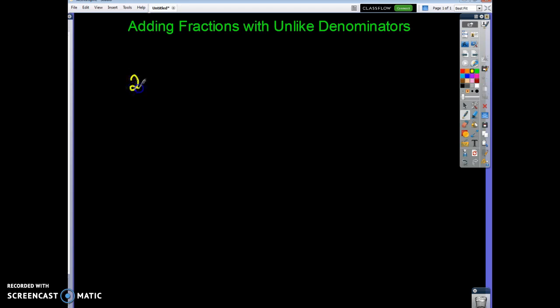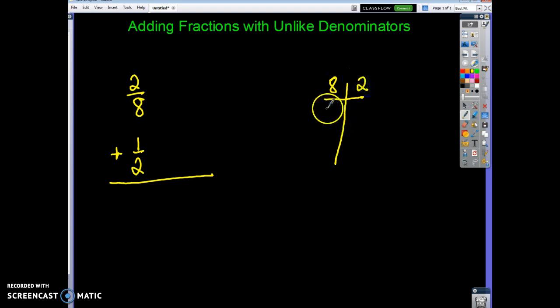We're going to do 2/8 plus 1/2. And I'm going to make my t-chart. And I don't care how easy this is, I still want you doing the t-chart. 8 here, 2 here. 8 times 1 is 8, and I know this is going to be a 2, a 4, a 6, and an 8, because that's 2 times 1, 2 times 2, 2 times 3, 2 times 4. That gets us to 8 as my common denominator.